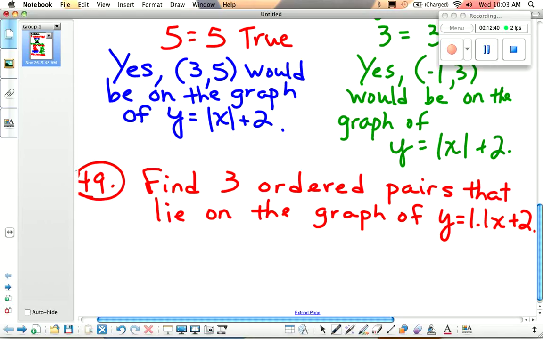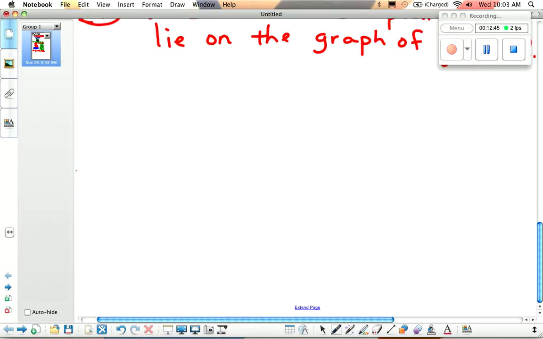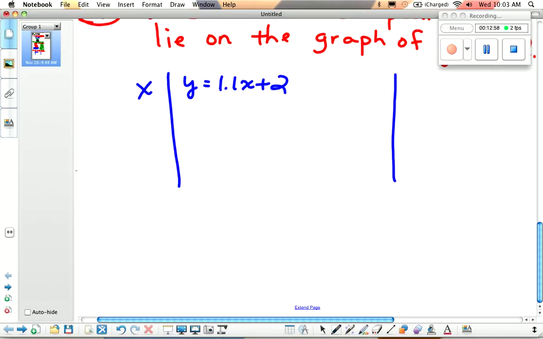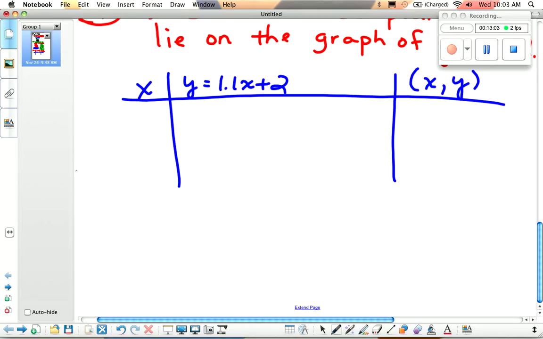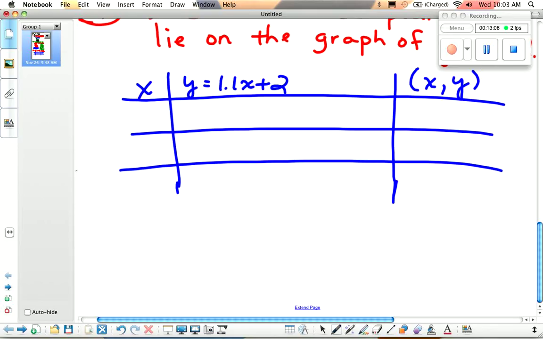So you have a column. Remember, just like we did yesterday, we have a column that shows the x value you're going to choose. And then in here is our function rule, y equals 1 1/10 x plus 2. And then you have another column that shows the ordered pairs that you're going to have as a result of that. How many do you want us to pick? It says 3. Yep, that's all right. So 3. Pick your own x values.